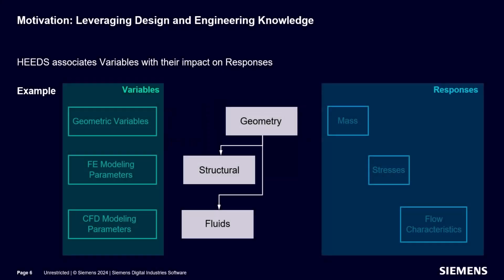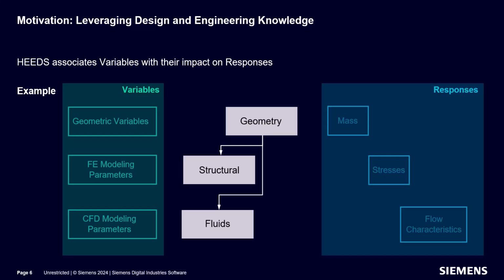So, let us look at a multidisciplinary example. Here, we have three physical domains: a CAD tool, a finite element analysis, and computational fluid dynamics. For each domain, we have parameters associated with the given domain, and other parameters inherited from upstream domains or analyses, as we'll refer to them in the context of HEEDS.